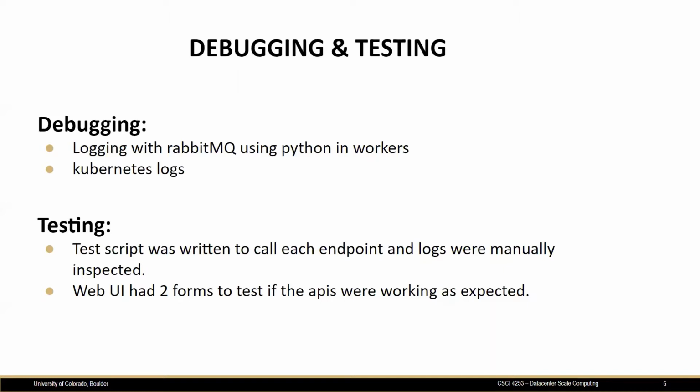And in the web, we simulated the action of an entry and exit of a car from the parking lot using two forms, one for entry and one for exit. This we used to check if the actions and all the APIs were working properly.